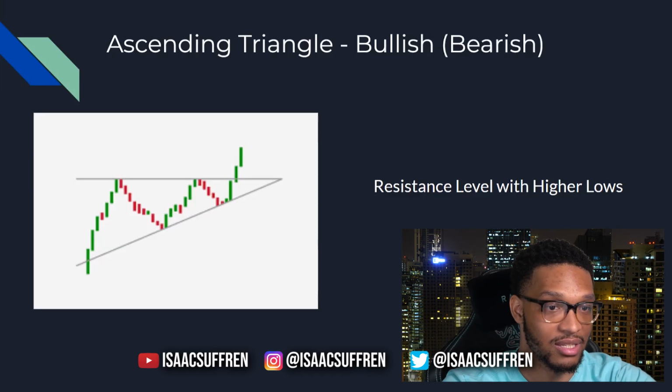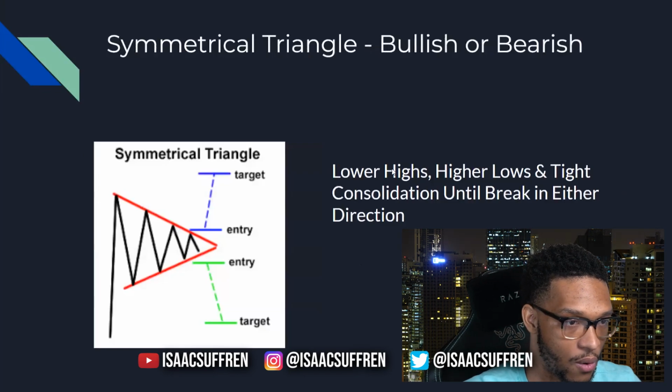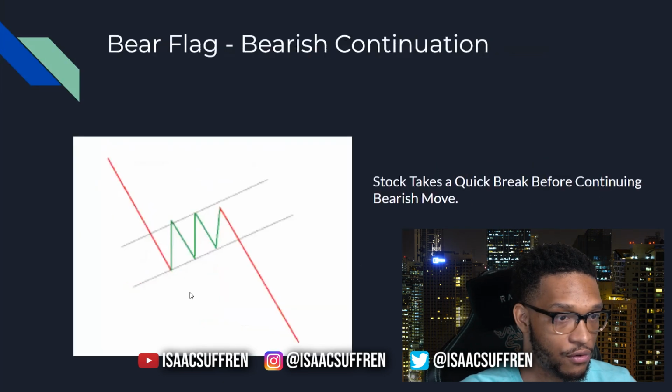Check it out. Resistance level with higher lows, right? We have a common resistance level and we have higher lows, and you can see we have an ascending triangle. We make it move up, we reject, but our buyers step in sooner, make it move up, reject, our buyers step in sooner again before breaking out. This explanation: lower highs, higher lows, lower highs, higher lows. Super simple, right? Tight consolidation before the break.